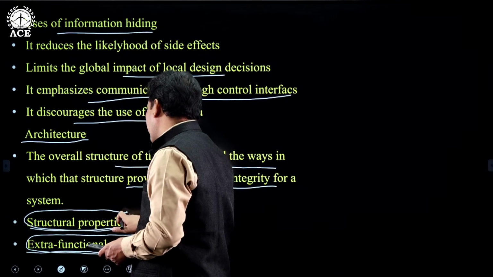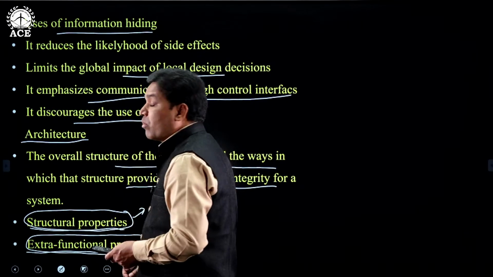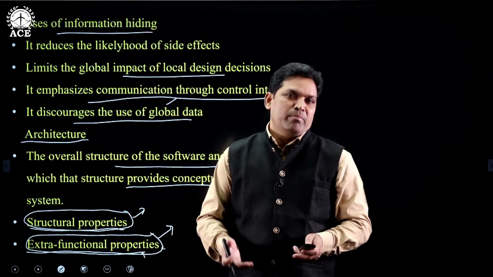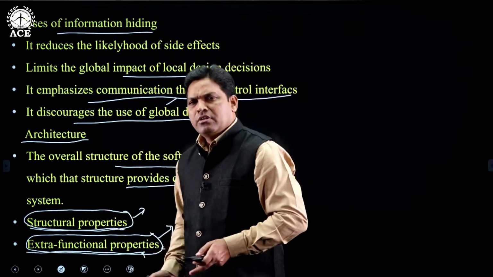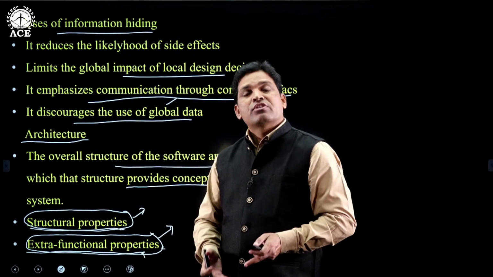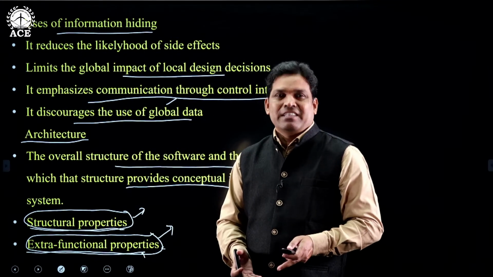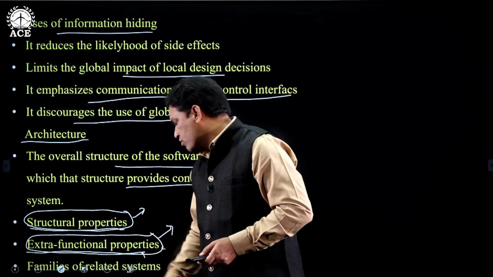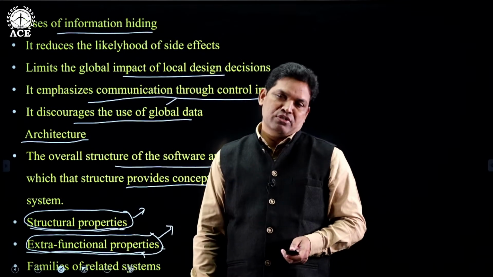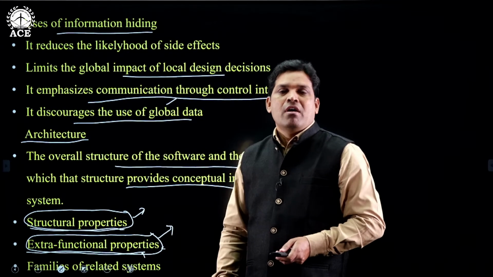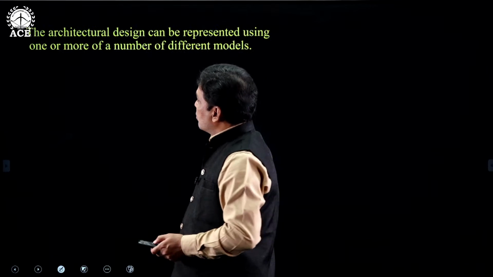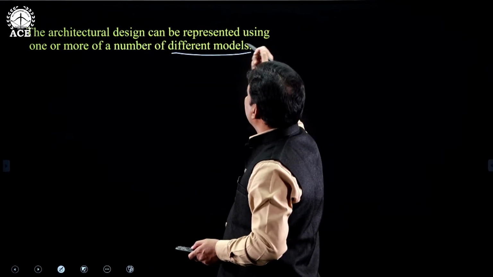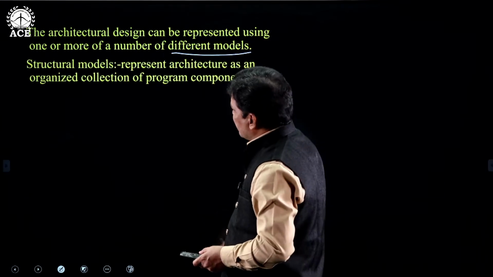Structural properties represent what are the various components of your architecture. Components come under structural properties because they can be represented in a static form. And families of related systems: how patterns are going to give solutions for your architecture. So the architectural design can be represented using one or more of a number of different models. So there are various models here.